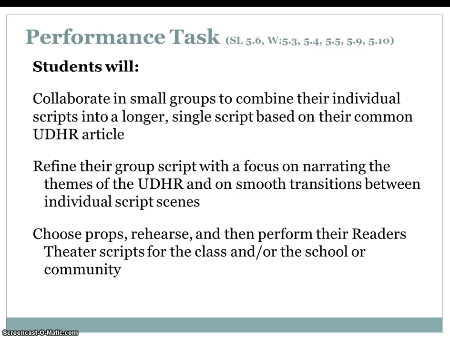The performance task: students will collaborate in small groups to combine their individual scripts into a longer, single script based on their common UDHR article. They will refine their group script with a focus on narrating the themes of the UDHR and on smooth transitions between individual script scenes. Students will choose props, rehearse, and then perform the Reader's Theater scripts for the class and/or school or community.